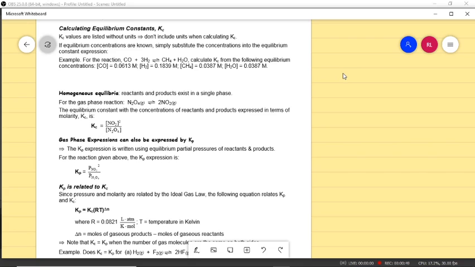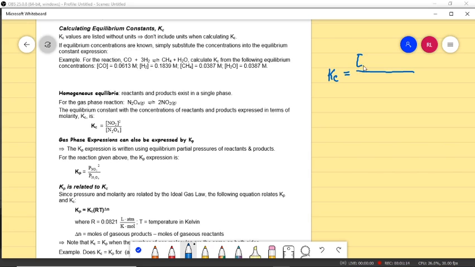Okay, so our first step is to write the equilibrium expression. So given this chemical equation, our equilibrium expression is, so you have K sub C is equal to the product of the concentrations of the products.